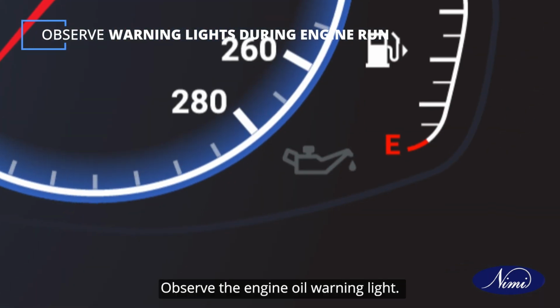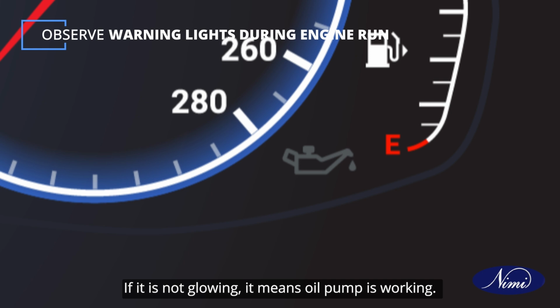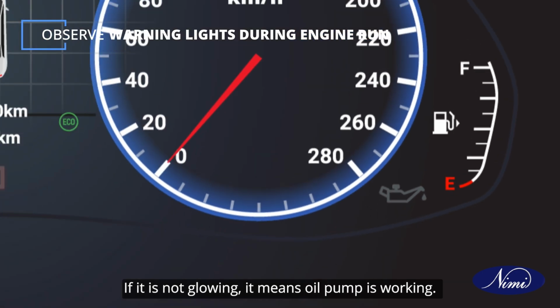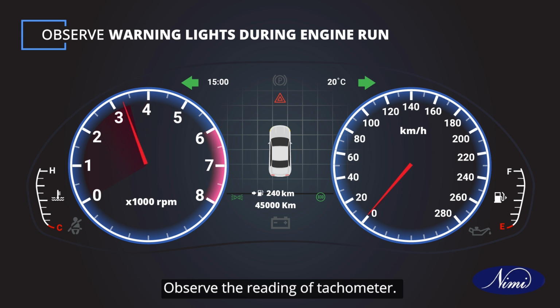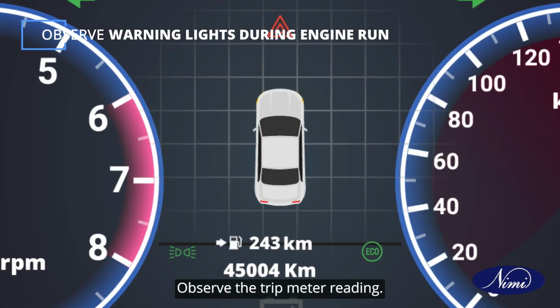Observe the engine oil warning light. If it is not glowing, it means oil pump is working. Observe the reading of tachometer. Observe the odometer reading during vehicle moving or running. Observe the trip meter reading.